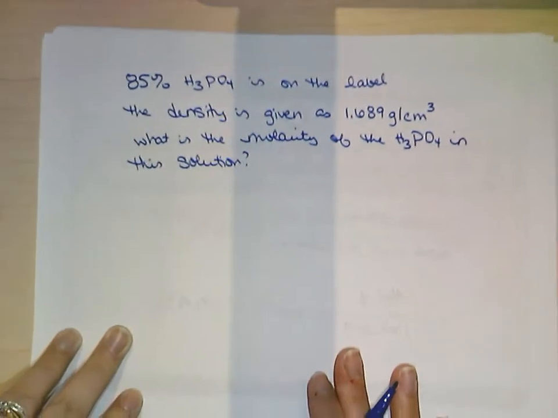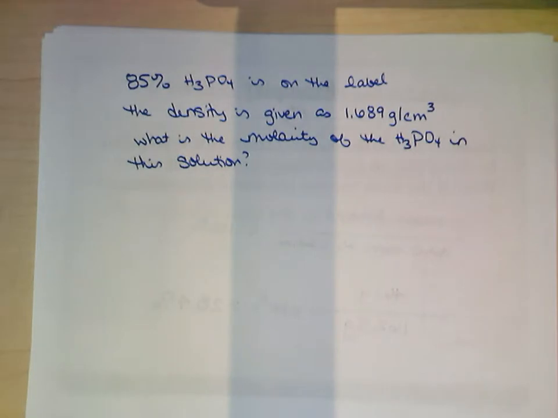All right, so I have a solution that on the label says it's 85% phosphoric acid, and the label also gives me the density as 1.689 grams per cubic centimeter. But for the experiment I'm doing, I need to use molarity. So I have to figure out how to get from percent by mass to molarity. In order to solve this kind of problem, we have to make a big assumption, which is not that big.